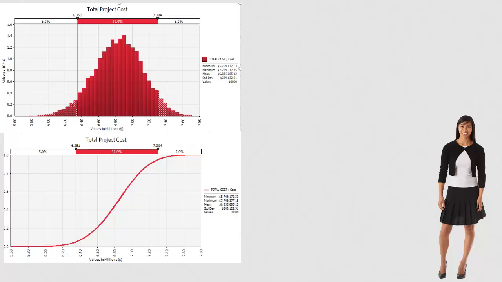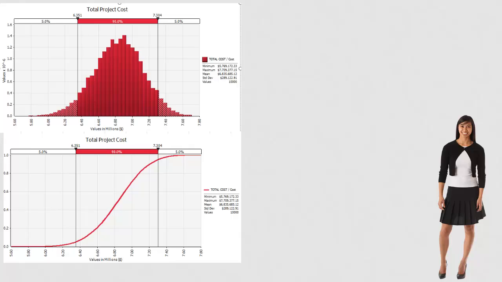Consider the cost estimate from before. With uncertainty accounted for, the truth looks more like this. The histogram on top shows the shape of the project cost data and provides insight into the range of possible values and their likelihoods. The cumulative distribution function on the bottom provides estimates of the likelihood of selected cost values being equaled or exceeded.